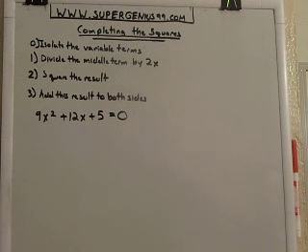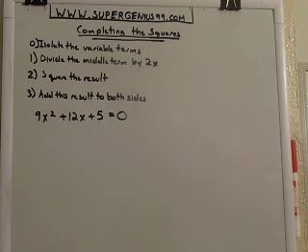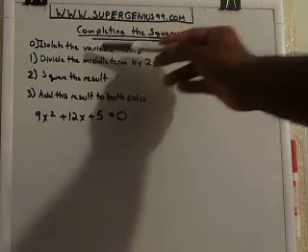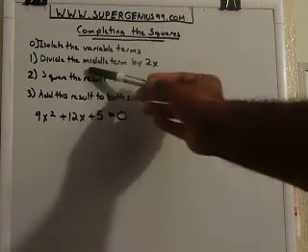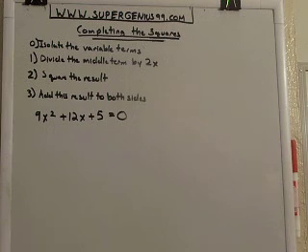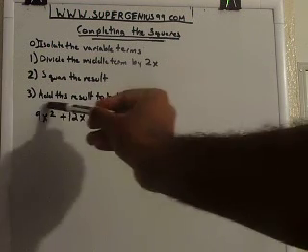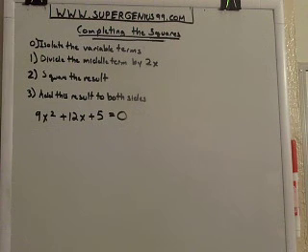Okay, this is another completing the squares, and here we can review our four basic steps, which is to isolate the variable term, divide the middle term by 2x, square the result, and then add this result to both sides.